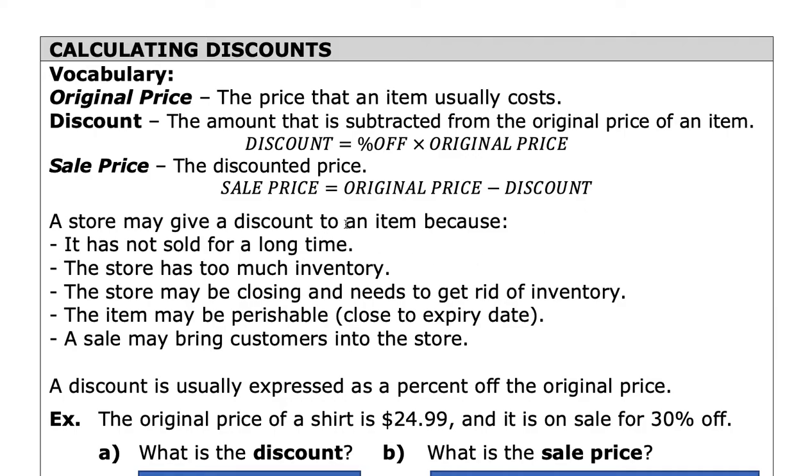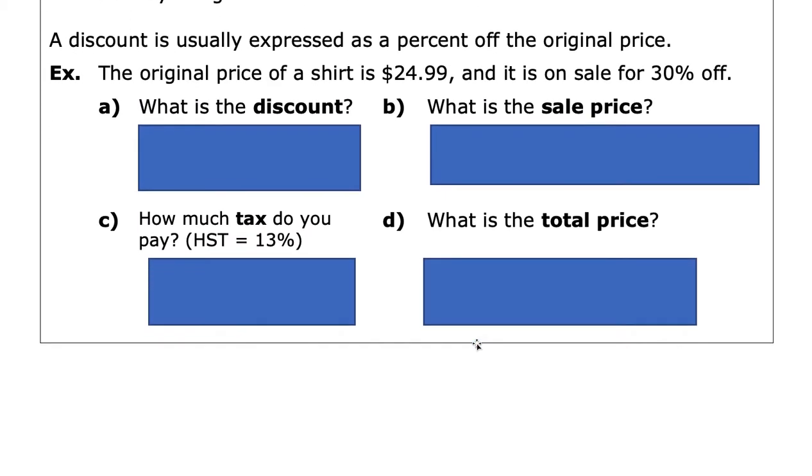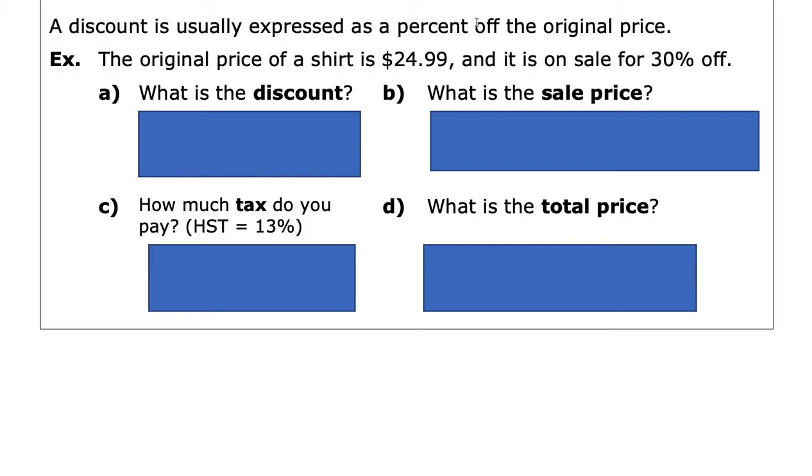A store may give a discount on an item because it has not sold for a long time, the store has too much inventory, or the store may be closing and needs to get rid of inventory. The item may be perishable or close to its expiry date. A sale may also bring customers into the store, like door crashers, some reason to get people there so they'll hopefully buy more items. Now, a discount is usually expressed as a percentage off the original price.